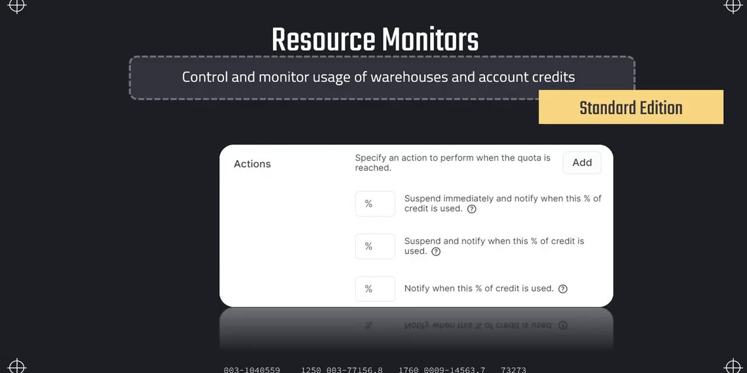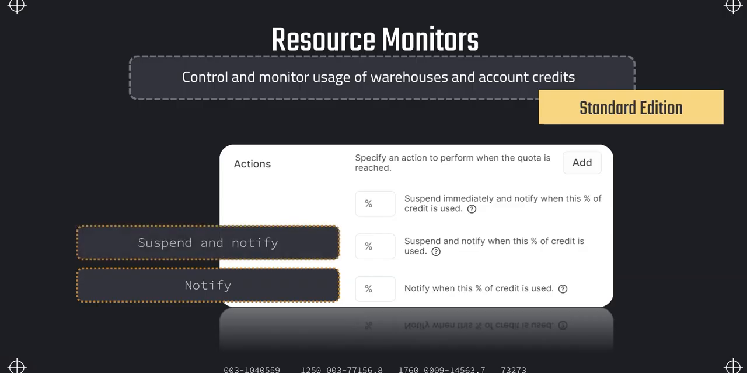So we have 3 types of actions, and we can say at what percentage of the quota this action should happen. And these 3 actions are, first, just notify us when, for example, 50% of the credit is used. Then we have the next action, which is suspend the warehouse and always notify me. All of the actions always include notify, but this will then also suspend the warehouses.